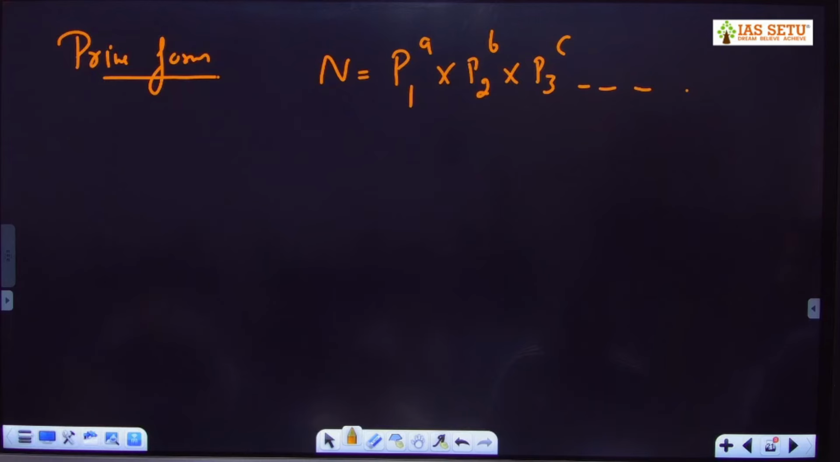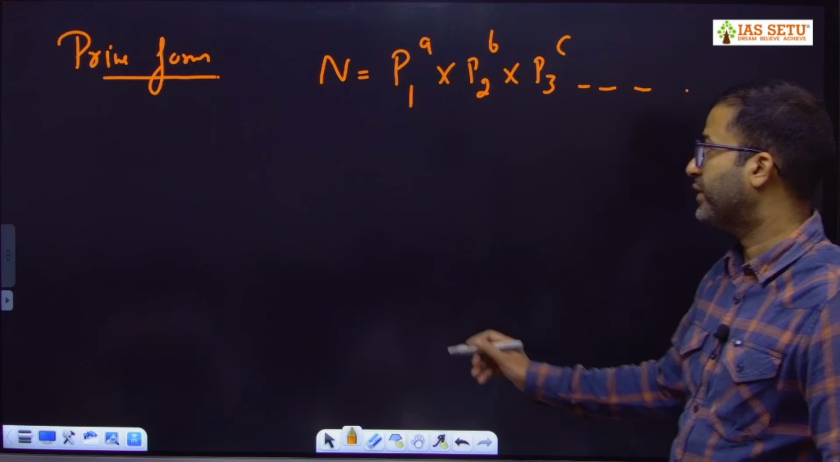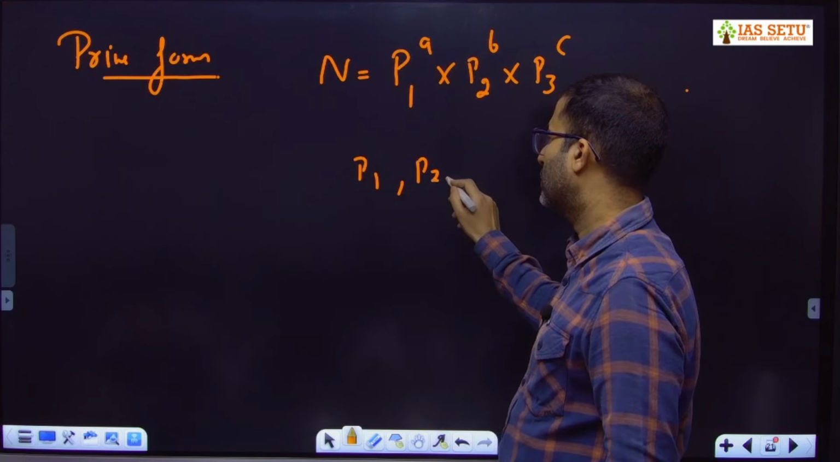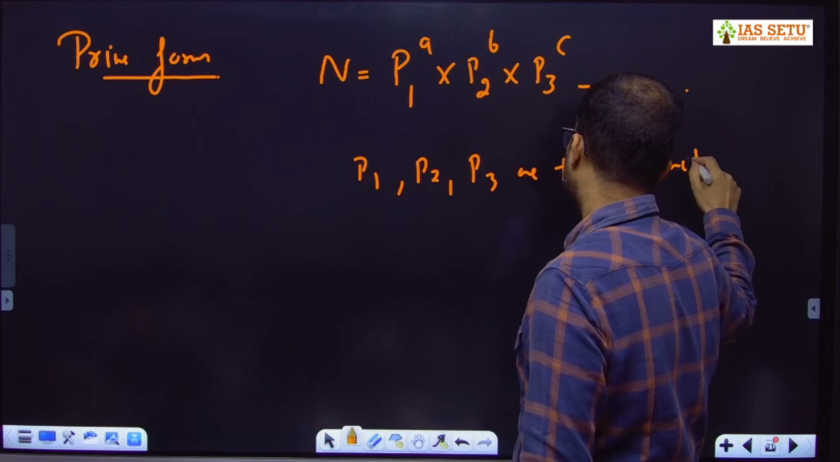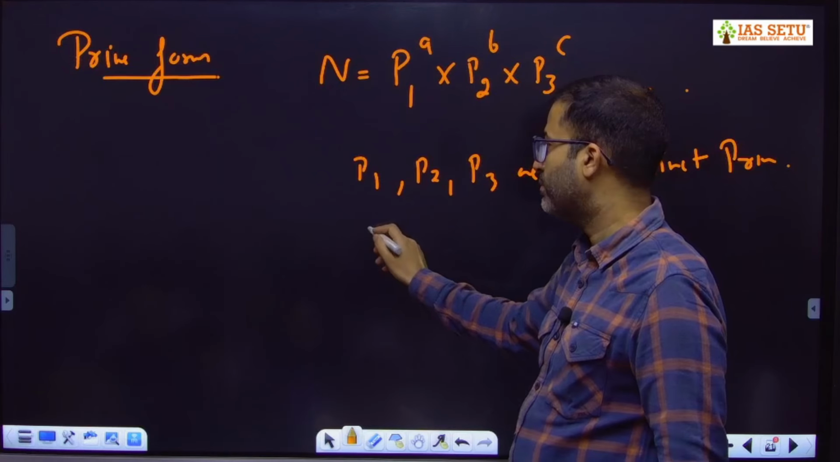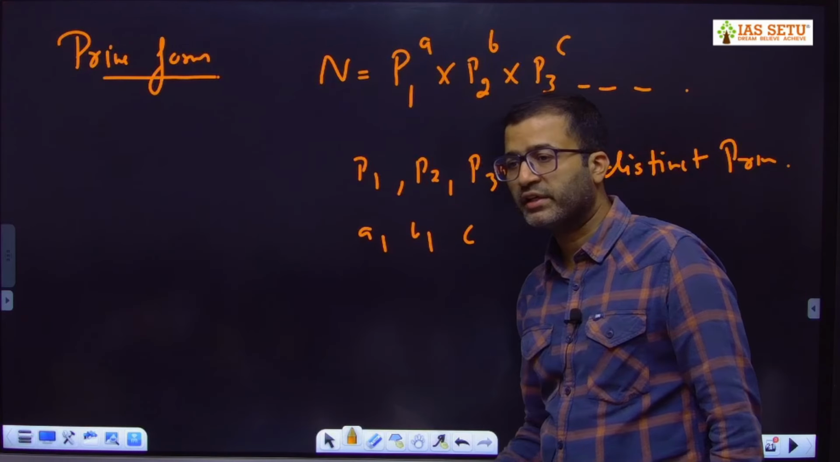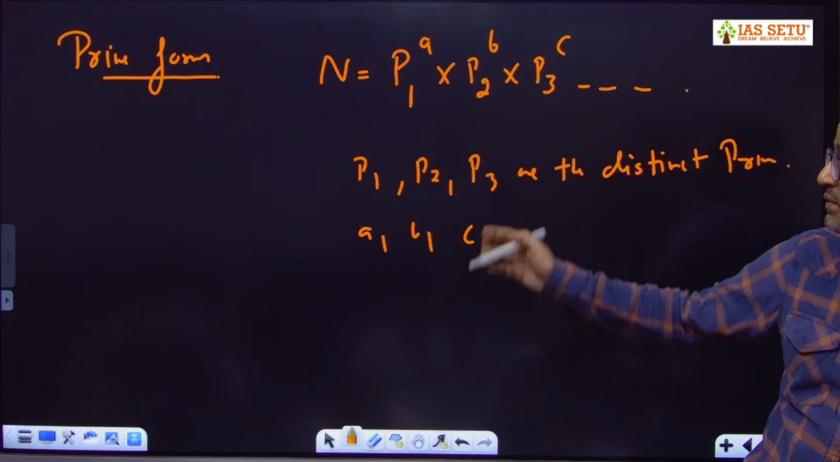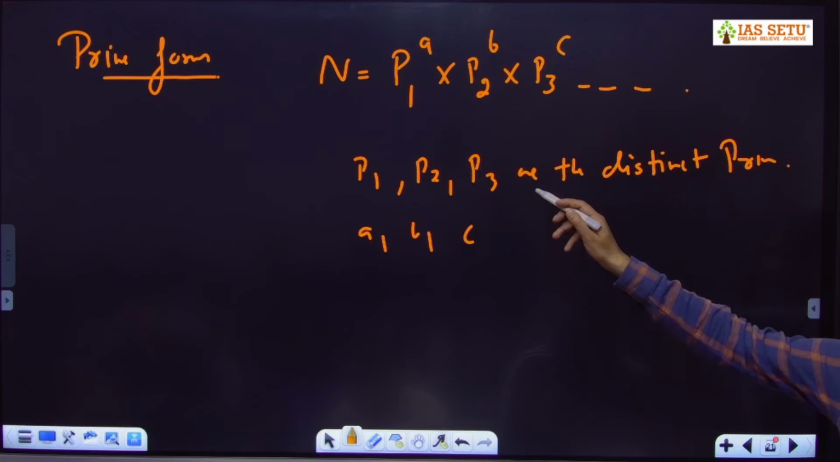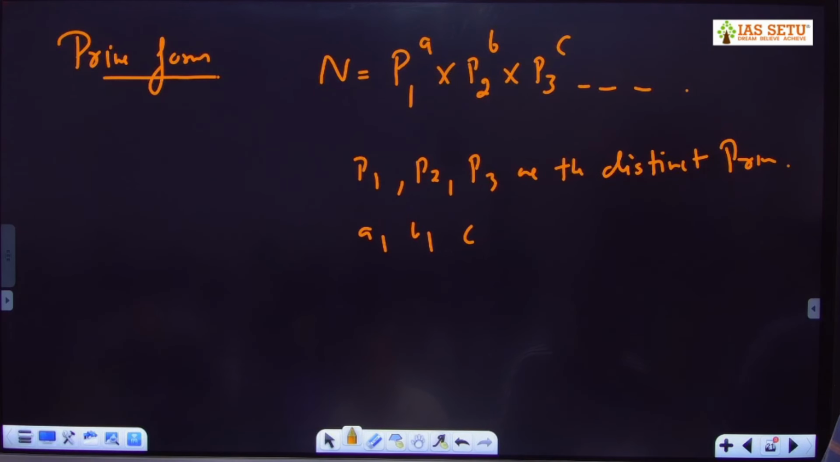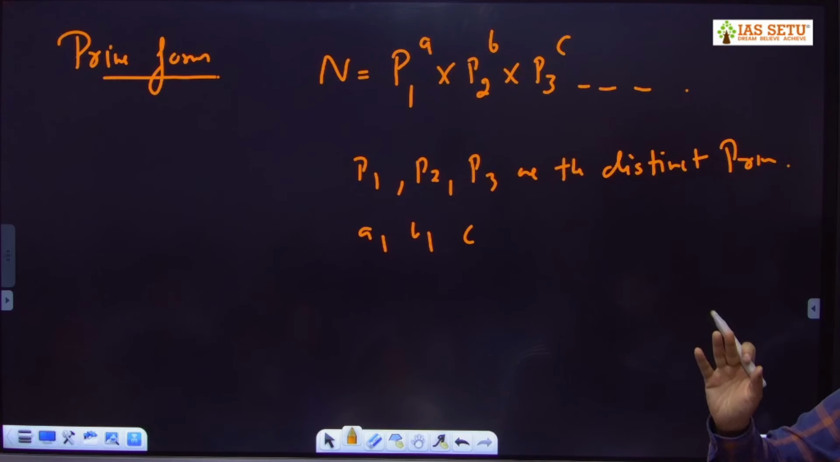Where p1, p2, p3 are the distinct prime numbers. a, b, c are their respective powers. a, b, c जो है वो उनकी power है. रिस्पेक्टिव का मतलब क्या है? पहली power पहले number की, दूसरी power दूसरे number की, तीसरी power तीसरे number की. Don't worry, it seems too technical, but you already know.